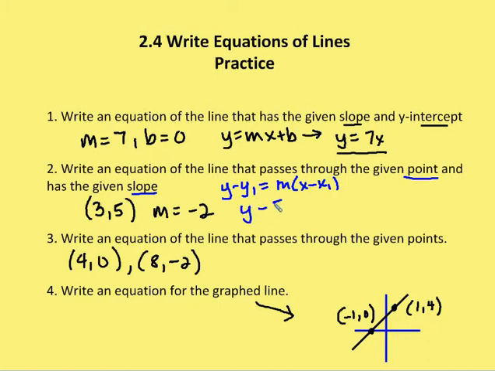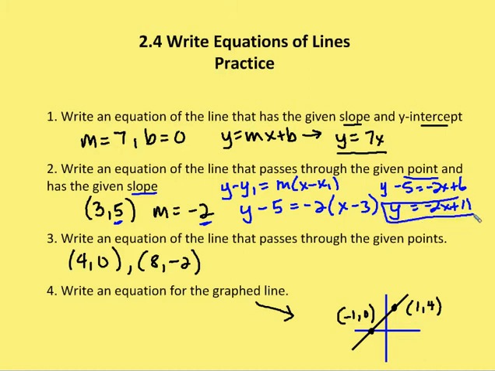So I have y minus 5. Y minus 5 is equal to the slope, negative 2, times x minus 3. So I distribute the negative 2, and I get y minus 5 is equal to negative 2x plus 6. I add 5 to both sides. I get y is equal to negative 2x plus 11, and that's the answer to number 2.